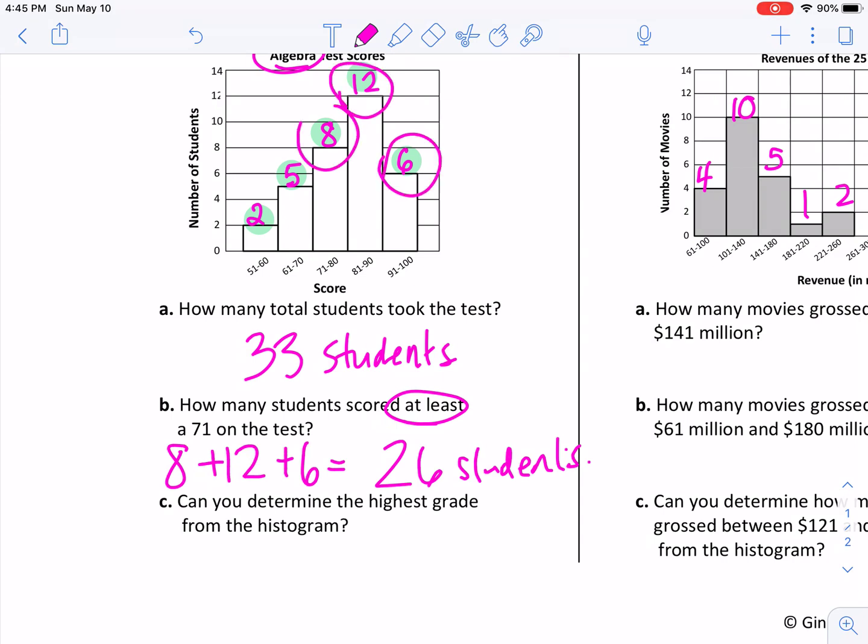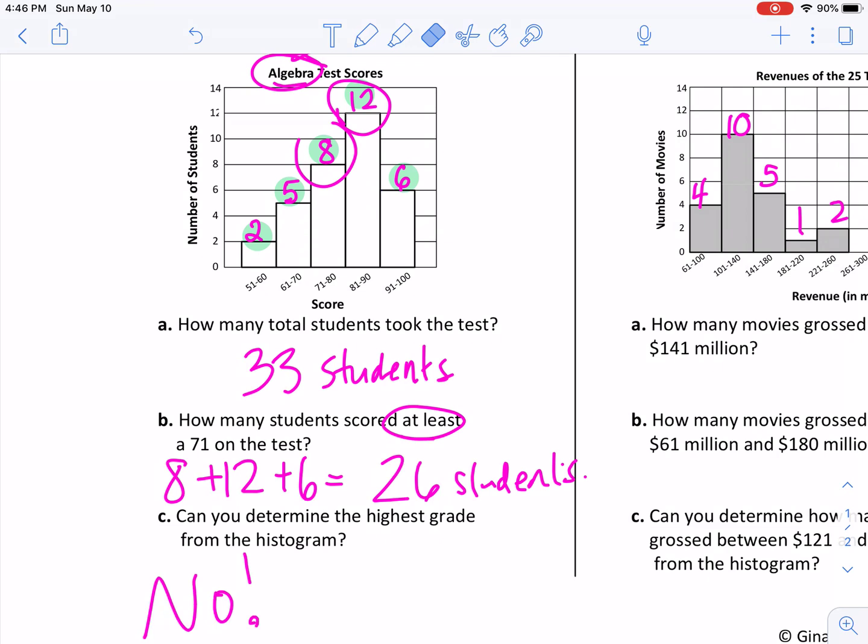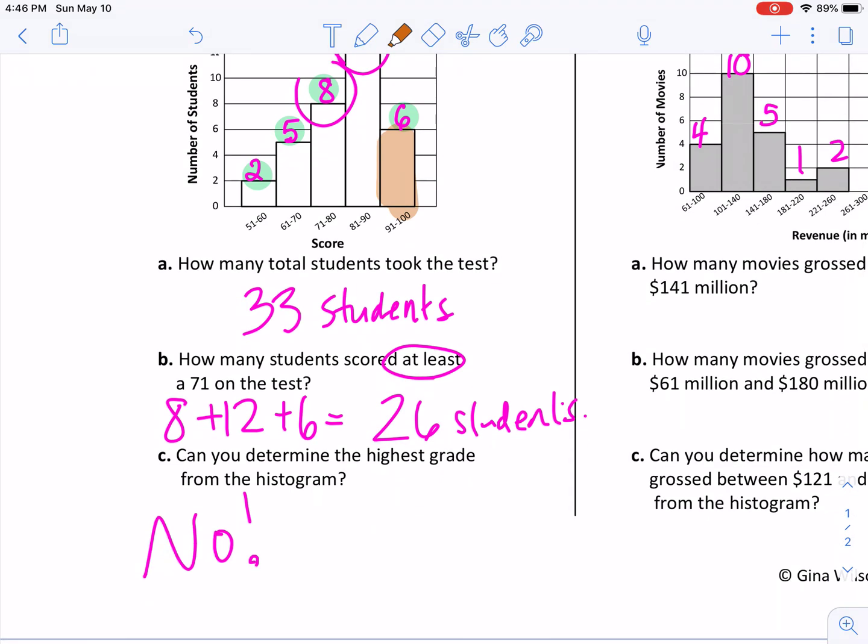And can you determine the highest grade from the histogram? Can you determine the student who scored the highest? The answer is no. You know the highest score was somewhere in this bar, right? 6 students scored between a 91 and a 100%, but you don't know if all 6 students scored a 91, if they scored a 95, if 1 student scored a 91, 1 student scored a 100. We just know that 6 students fell in that bar. So no, we cannot determine the highest grade.